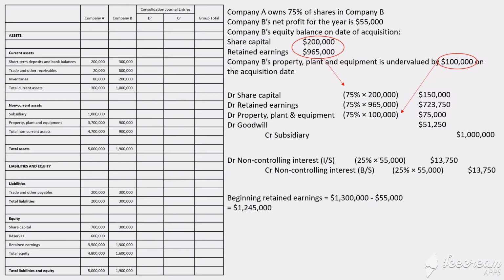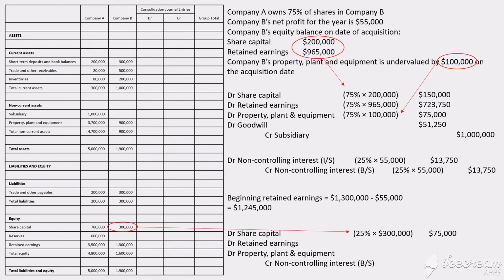$1,245,000. To attribute equity to non-controlling interest, we debit share capital, debit retained earnings, debit property, plant and equipment, and credit non-controlling interest. We debit share capital by 25% of the current year's share capital balance, debit retained earnings by 25% of the beginning retained earnings, and debit property, plant and equipment by 25% of the undervalued amount.